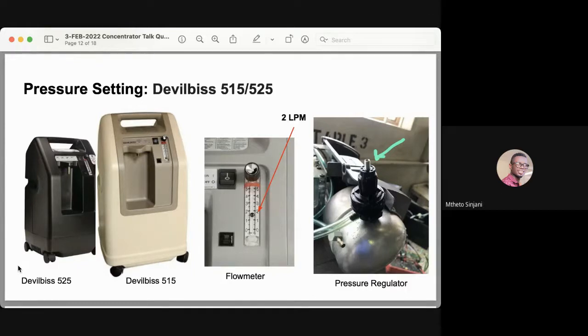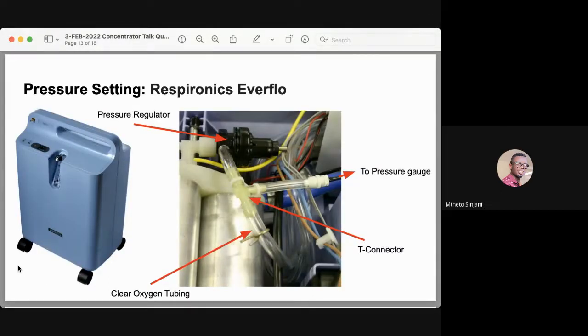Moving on to Respironics. This is the Respironics Everflo, blue in color. The outlet patient pressure is 5 to 7 psi, and to adjust the regulator, you need to do the following. Open the front and the rear cabinet. The product regulator is above the sieve bed. For this one, you need a T to connect between the regulator and the clear oxygen tubing, as well as to connect the pressure gauge.